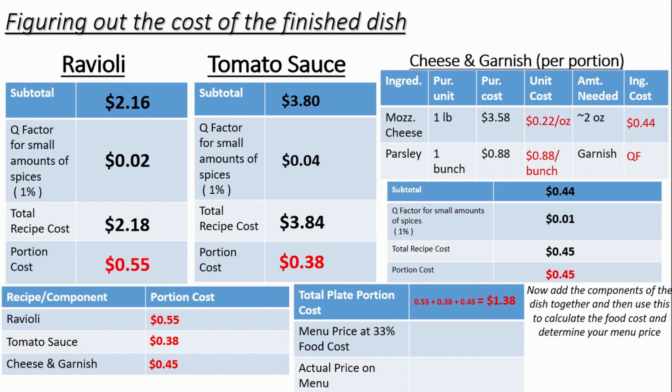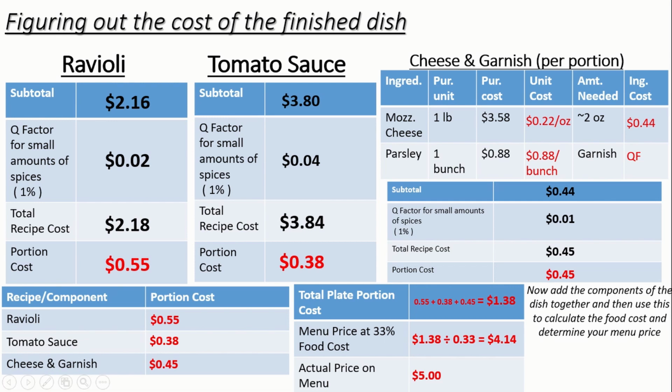$1.38. So to figure out a ballpark on where to price this at a 33% food cost, we would take $1.38, divide it by 33%, and get $4.14. Now, obviously on a menu, you would not post it as $4.14. You would just probably round it off as $5.